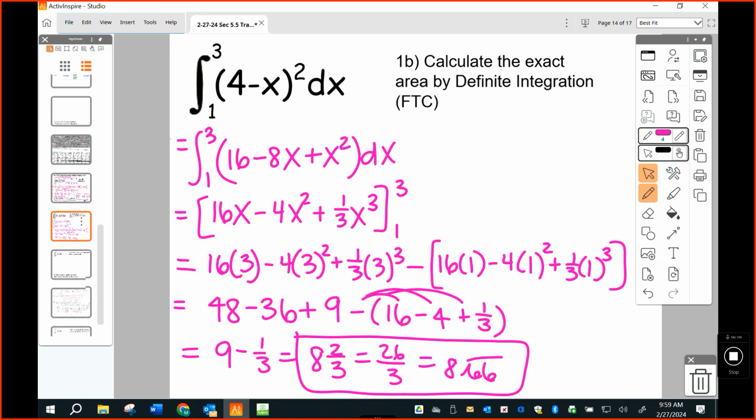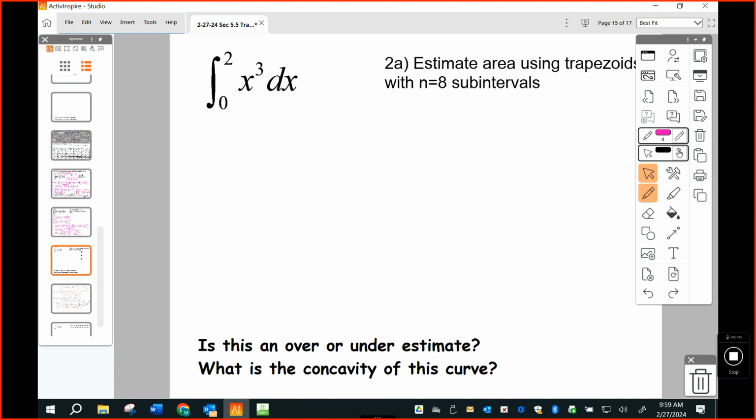Okay? All right, we got a sticker question, and you can use your calculator for the sticker question. I want you to estimate the area under x cubed from 0 to 2 using 8 trapezoids. So, this is example 2. Integral of x cubed from 0 to 2.